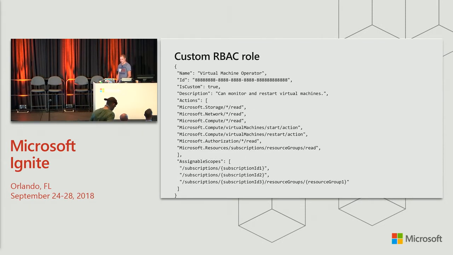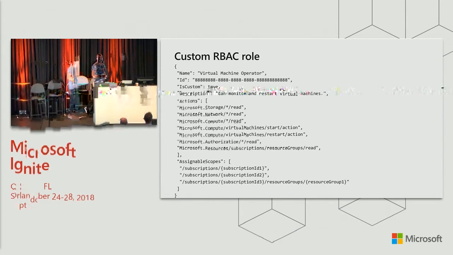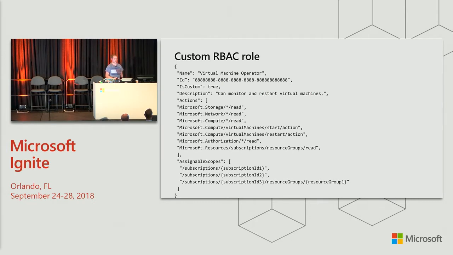So let's start out with some code. Custom roles here. This is just a sample. It's built from the resource providers in Azure. You need to define here exactly what people have access to. So this role should be able to read everything about a virtual machine and restart the virtual machine. So it's quite simple, actually.